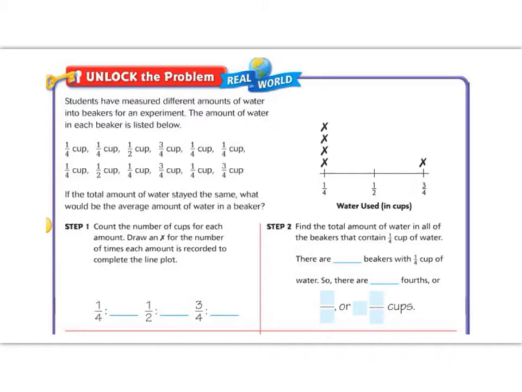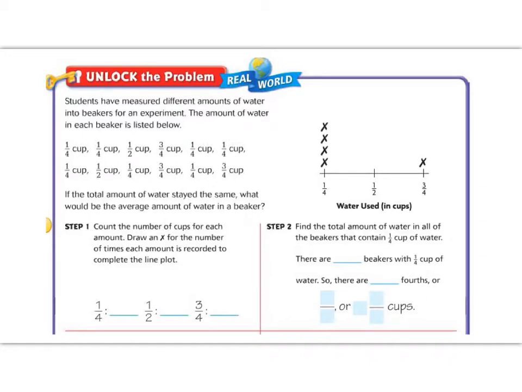So the average would mean about the middle. So in order to find the middle of something, we're going to need to follow the steps on this page and create a graph of our data. Step 1 says count the number of cups for each amount. Draw an X for the number of times the amount is recorded to complete the line plot.